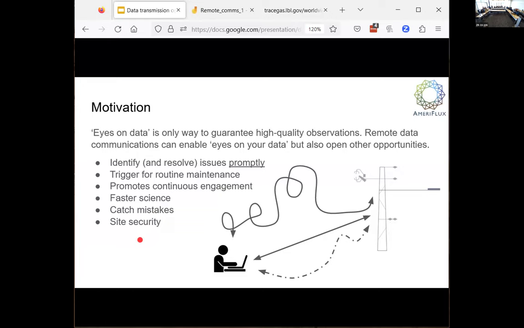And then lastly, something maybe we don't always think about, some site security. We have doorbell cameras, things like that. There's no reason you couldn't integrate something like this into a Flux site just to see who's coming and going, whether that's human or animals or others.